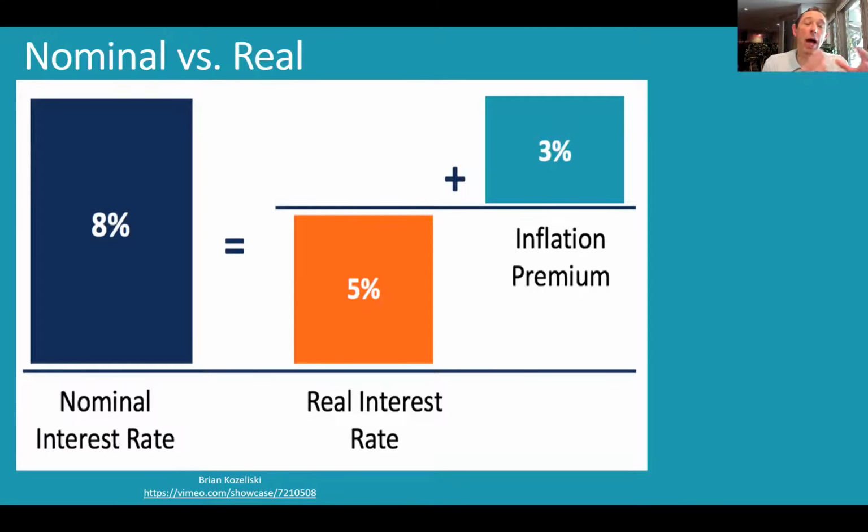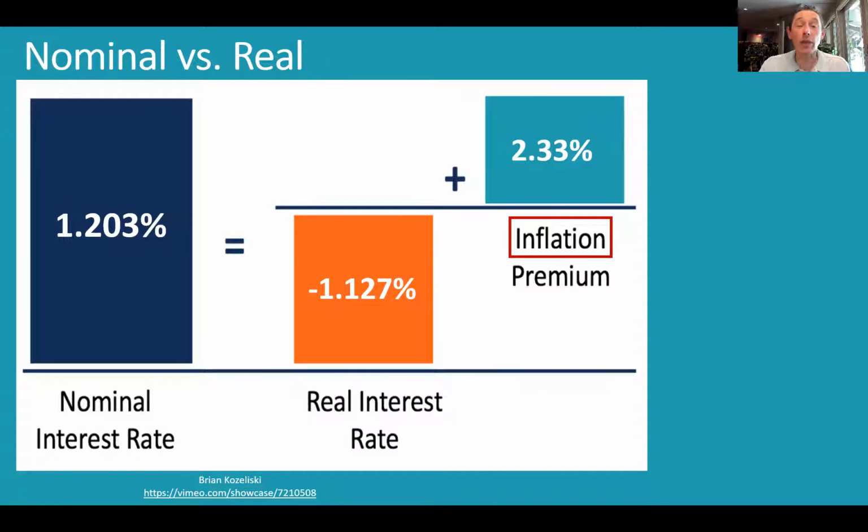The idea here is that the nominal rate measures how much your money is growing, and the real rate measures how much your spending power is growing. Now, here in the United States, currently what we're seeing is a nominal rate of about 1.203, but we're seeing an inflation rate of 2.33%, which gives us a real rate of negative 1.27. So when you're investing in these instruments, your ability to purchase things in the future is actually declining by holding these particular instruments.